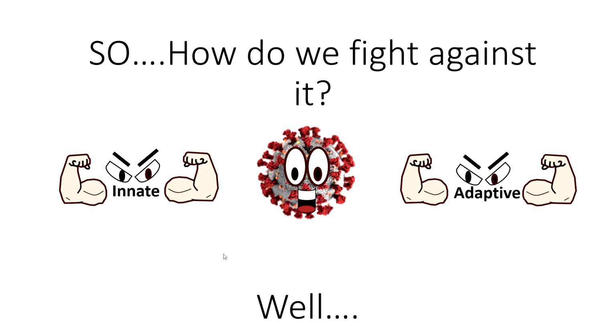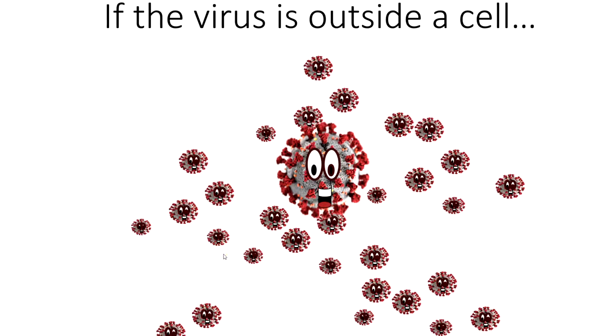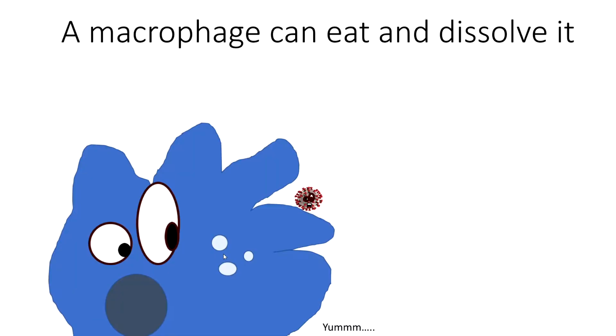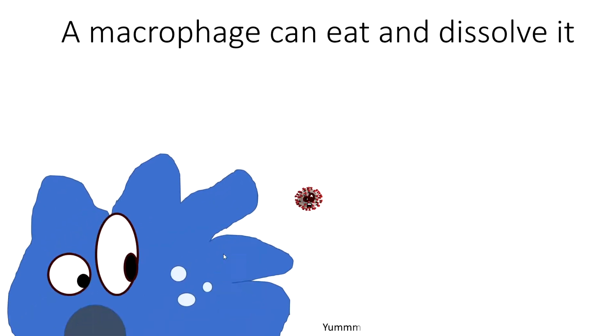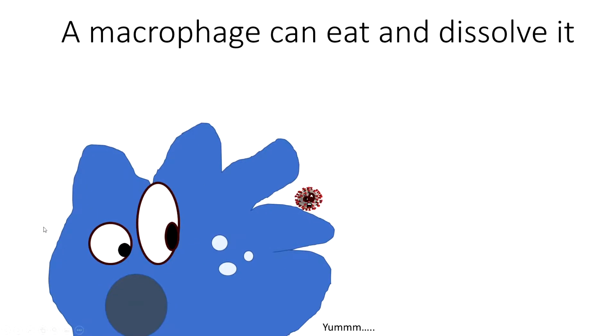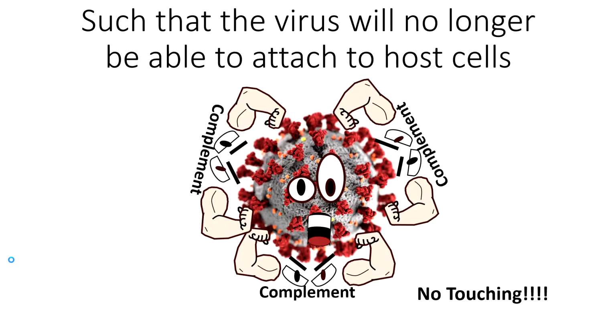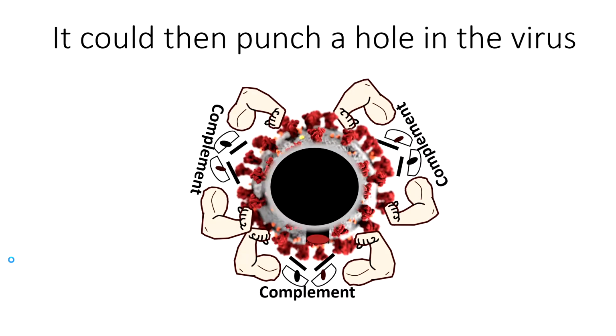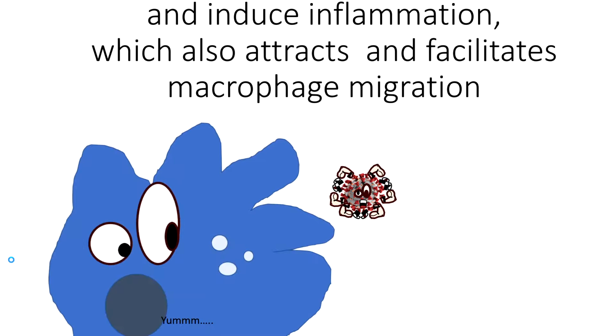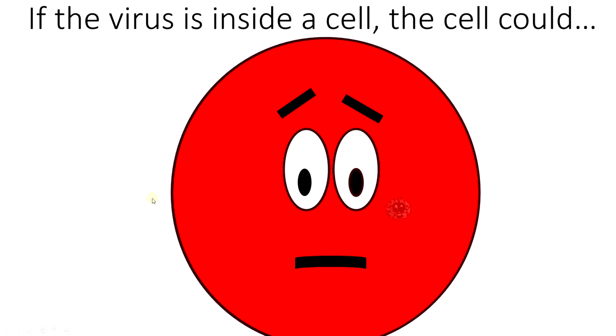So how do we fight against it? Well, if the virus is outside the cell, we could have a macrophage come and dissolve it. We could have complement come along. It could attach to it, causing several things to occur, such that the virus will no longer be able to attach to the host cell. No touchy, you may not touch. We'd also just punch a hole in that virus and induce inflammation. It can also induce that inflammation, which also attracts and facilitates macrophages to come along and take a bite.